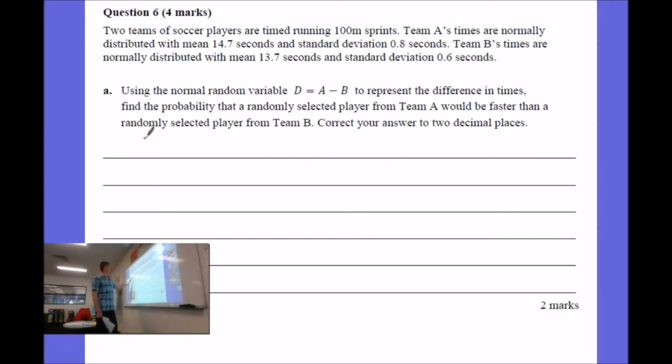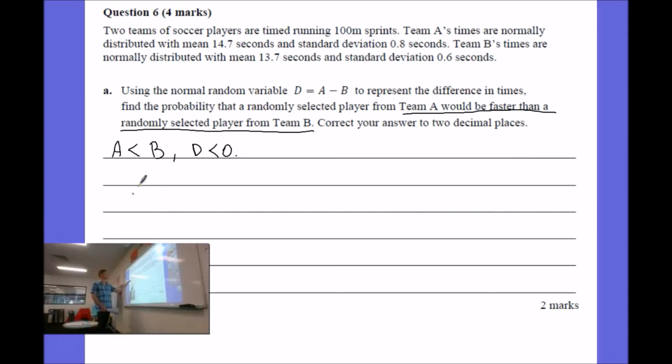This represents the difference in times, and we're going to find the probability that a randomly selected player from Team A, now let's interpret this more carefully, would be faster than a randomly selected player from Team B. If that means the time for Team A will be less than the time for Team B, what do we get for D? That means our random variable D must be less than 0. If A is less than B, then that becomes negative. So that's our first point of thinking we've got to achieve, what's our value on our random variable D.